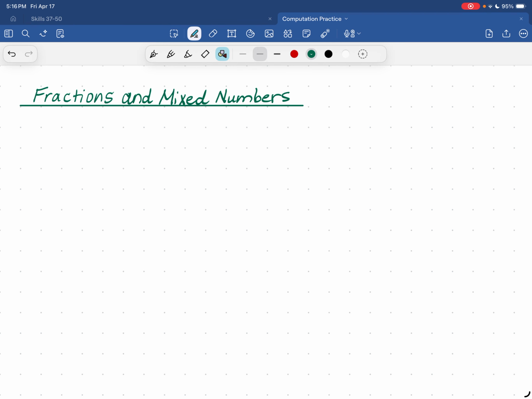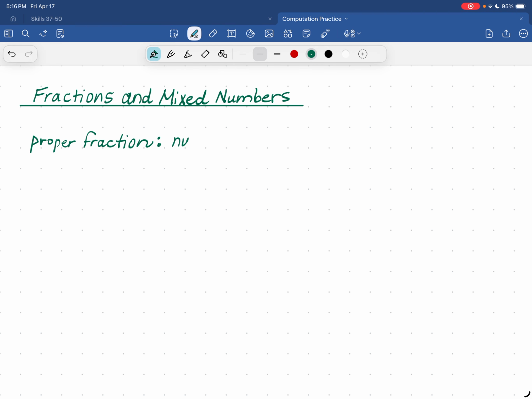A proper fraction, and that word is in bold, so that tells me I need to know what that means. A proper fraction, such as 1/2, is a fraction in which the numerator, or the top number, is less than the denominator, the bottom number. So a proper fraction, and they give me an example, I'm just going to use theirs.